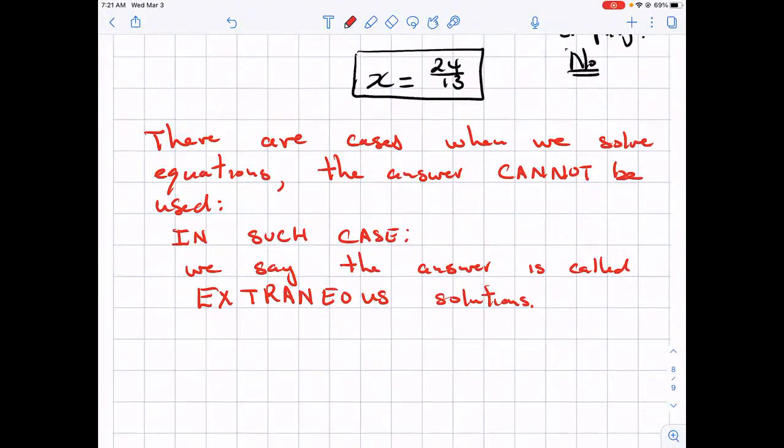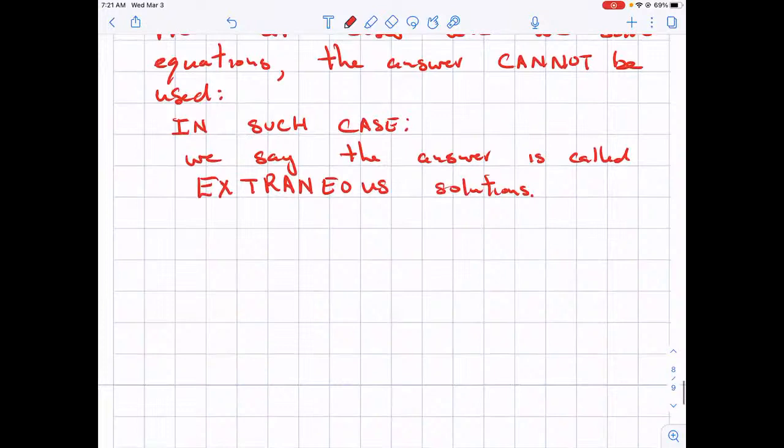So there are cases where we're going to solve an equation, we'll get an answer, but when we try to check the answer, and this is very important as to why you check. When you check your answer, you will notice that the answer that you obtain cannot work. Let's look at a scenario.